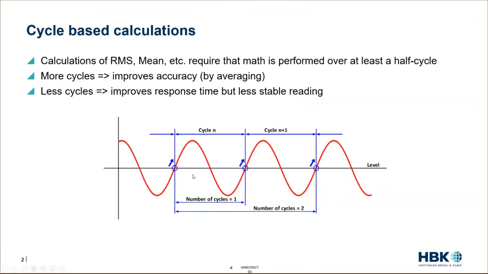The fewer cycles you use for your averaging, the more dynamic your power results will be. You'll get a result more quickly. The more cycles you use for your calculation will improve the accuracy. You're averaging over a longer time period, but you'll have a less dynamic result.